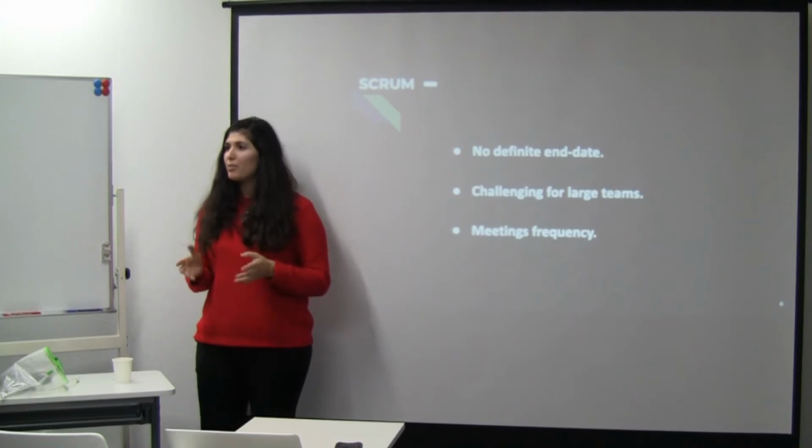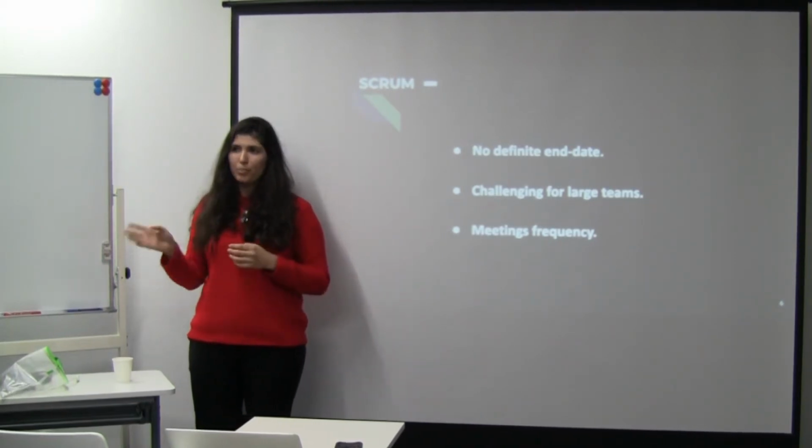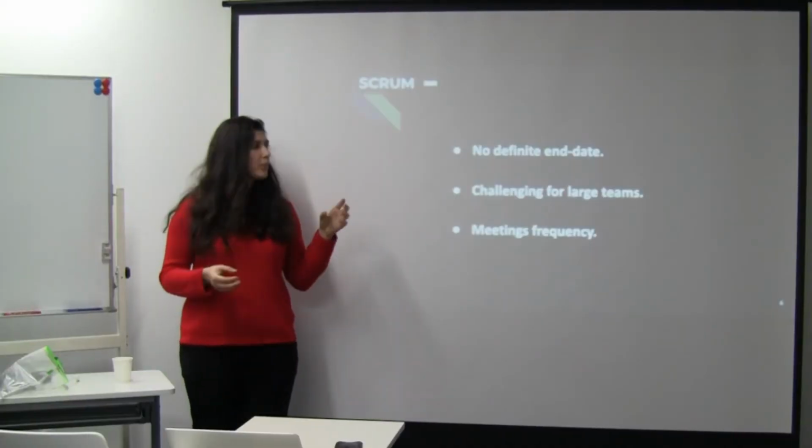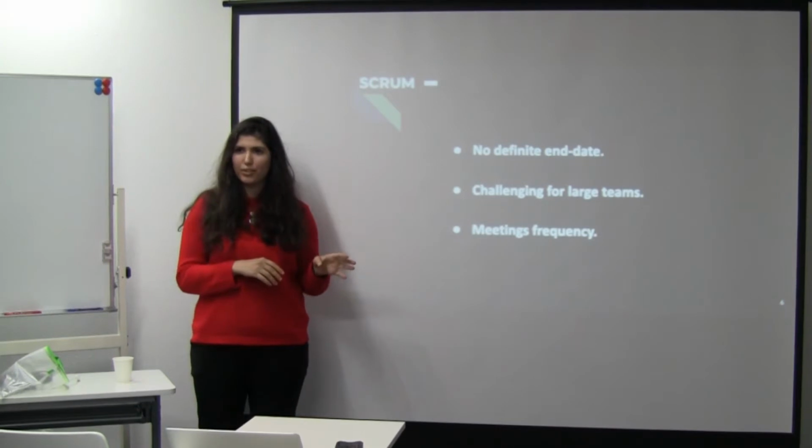So in Scrum we have something called velocity, which is the speed of the team. It cannot be compared between different teams. So usually when we estimate the user stories, we give points. It depends from one team to another.